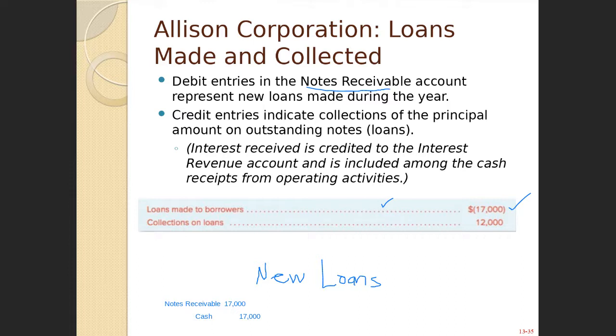But we're also told that the corporation collected on some of its notes receivable. When the corporation collects on its loans, the best way to figure this out is to go back to the journal entry. When a corporation collects on notes receivable, it debits cash for $12,000. And what gets credited? Notes receivable gets credited for $12,000.